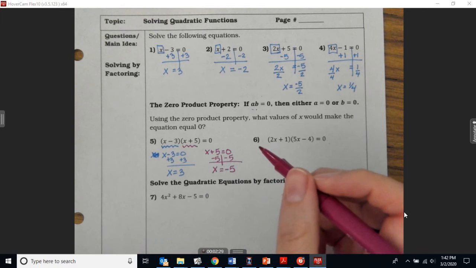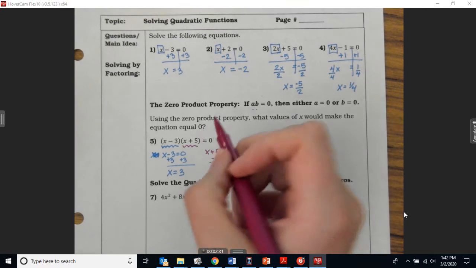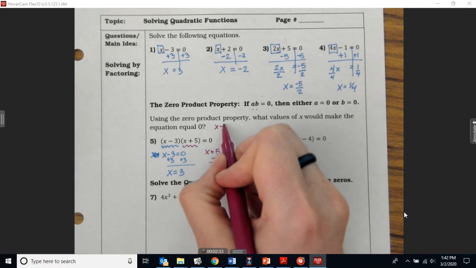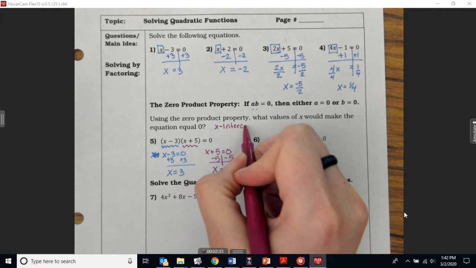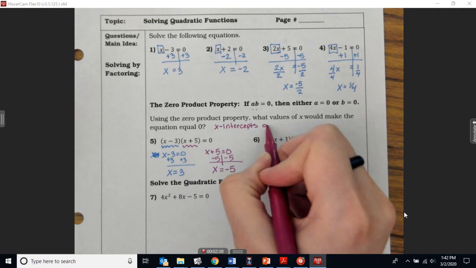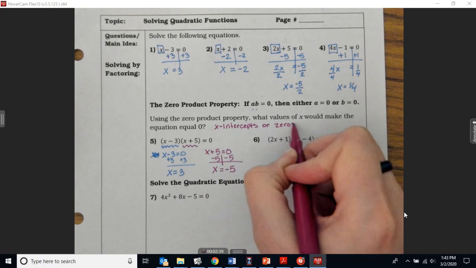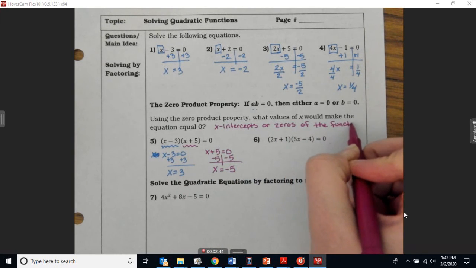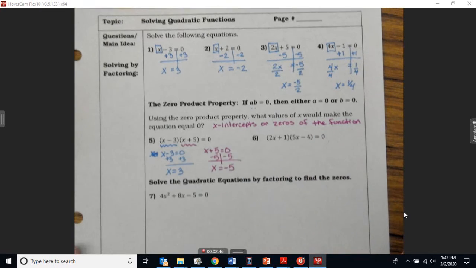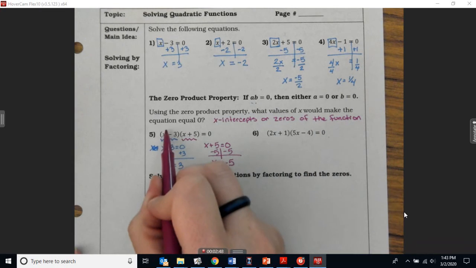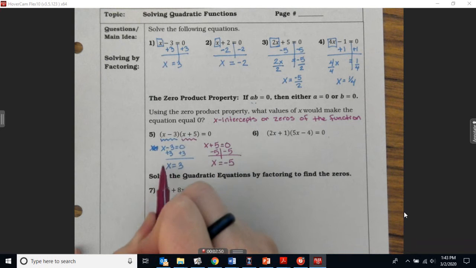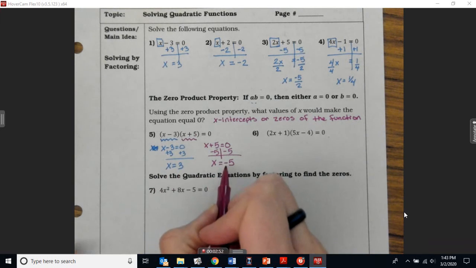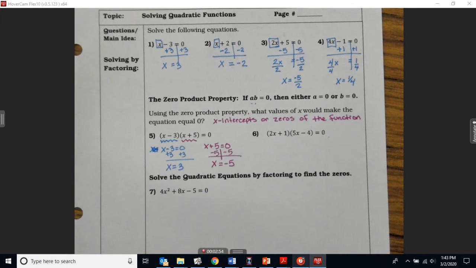And what we're talking about are the zeros. So we're looking for the x-intercepts, or zeros, of the function. And if I were to graph this equation, I would see that it crosses the x at 3 and negative 5. And so I'm going to show you that real quick.